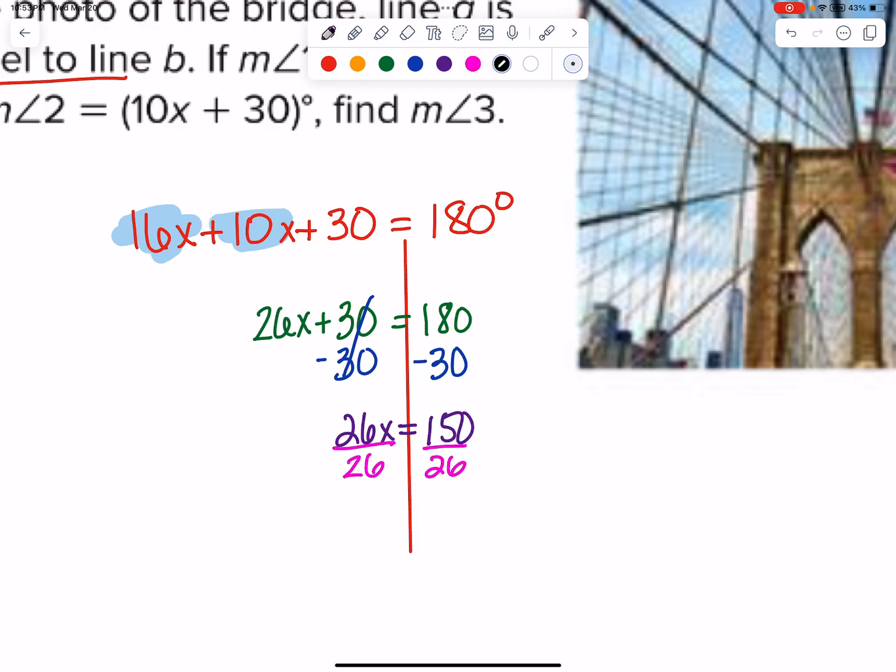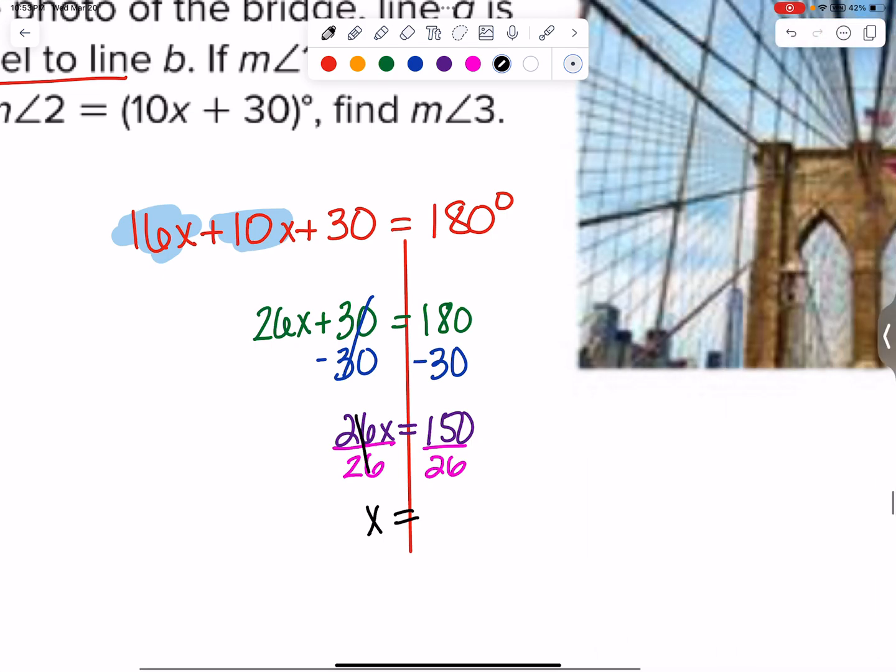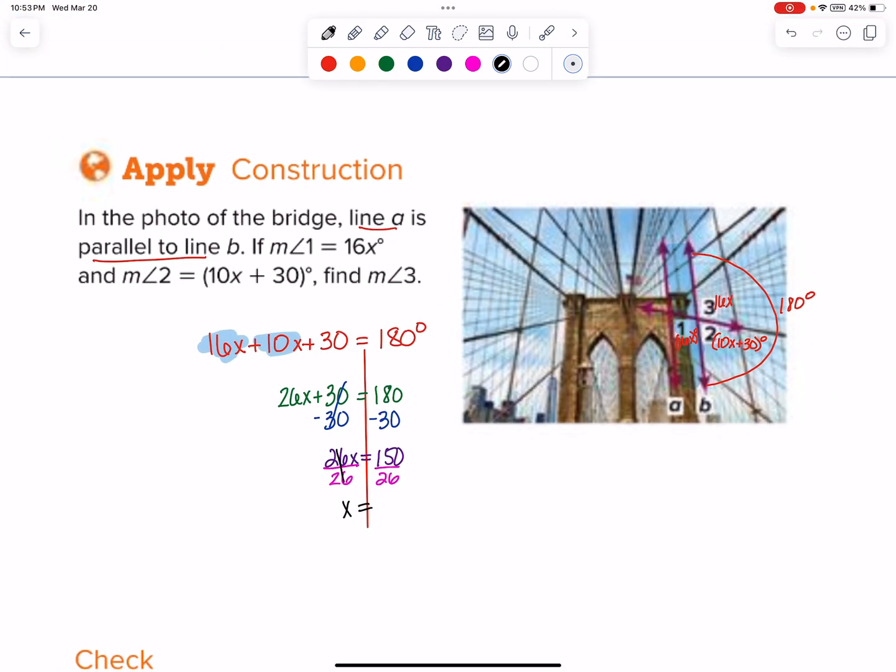And we get x equals 150 divided by 26. Let's see what we get. A crazy number here, 5.769 something. So let's go ahead and think through this a little bit. 10x plus 30, 26x, 30 minus 30, 150.